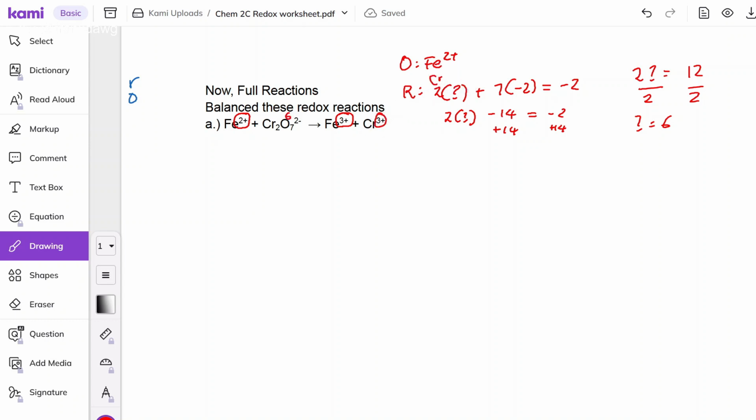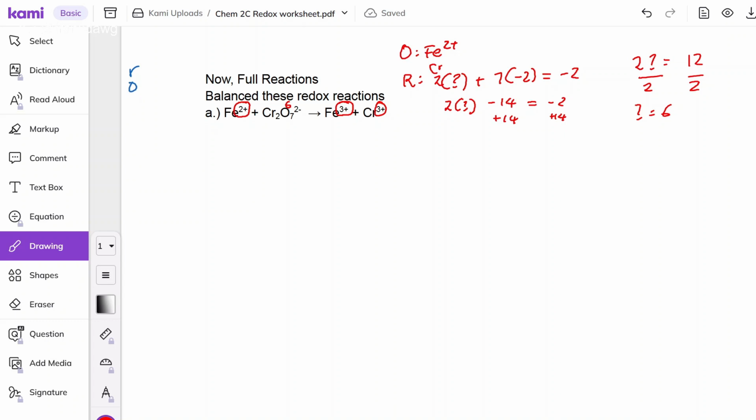Chromium is being reduced. So now we split the full reactions into half reactions, and we do them separately. I'll do oxidation first. So right here it's Fe2+ becomes Fe3+.